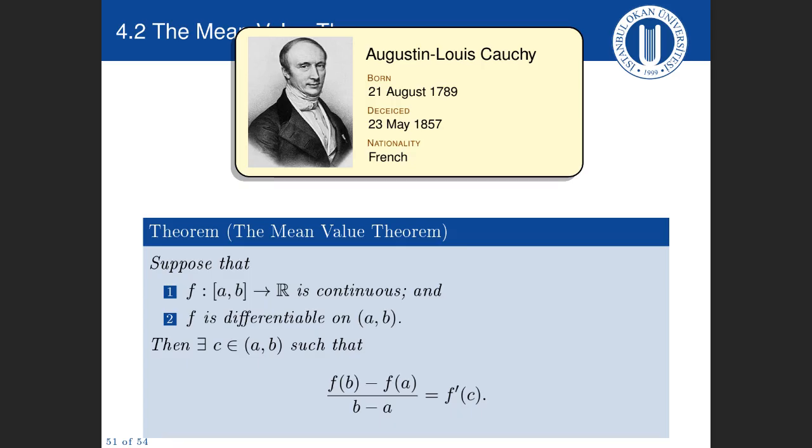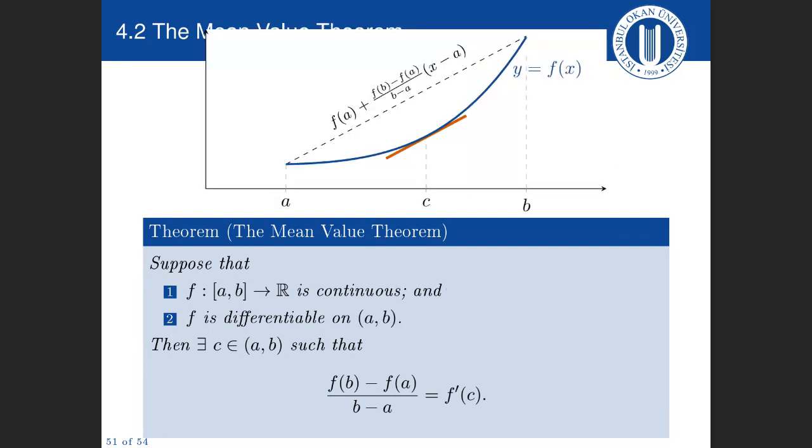The mean value theorem is a more advanced version of Rolle's theorem. We start with the same first two hypotheses. Again, we want a function which is continuous on a closed interval and differentiable on the open interval. Then the conclusion is there exists some point c between a and b such that f of b minus f of a, divided by b minus a, is equal to f prime of c. What does that mean? Let me show you a graph.